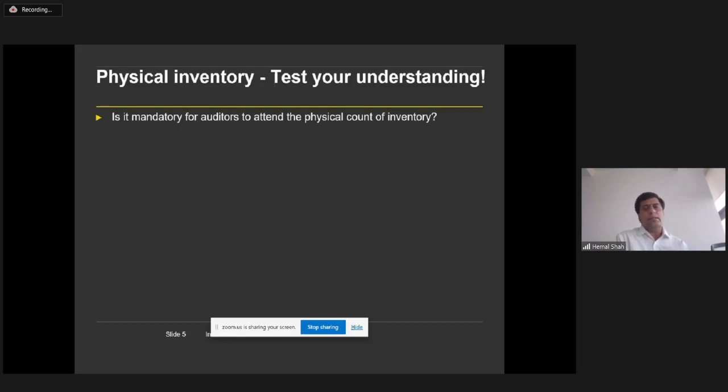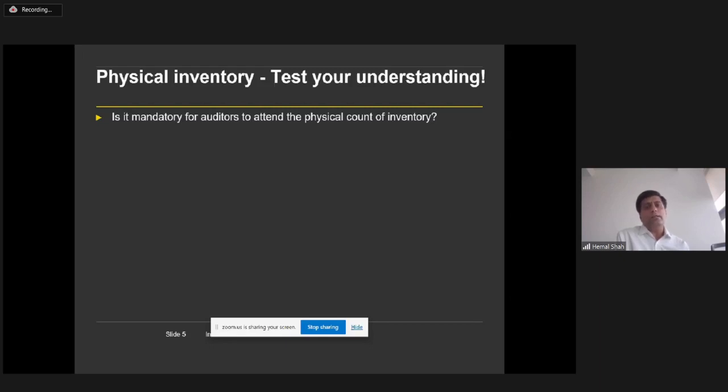Now, inventory, as I said, in most of the companies will be very critical. In fact, many times it is generally the biggest number in the balance sheet, or probably after fixed assets, it would be the second biggest item in the balance sheet. So getting comfort on the inventory physical count is very critical.